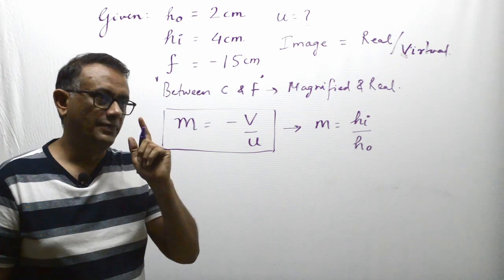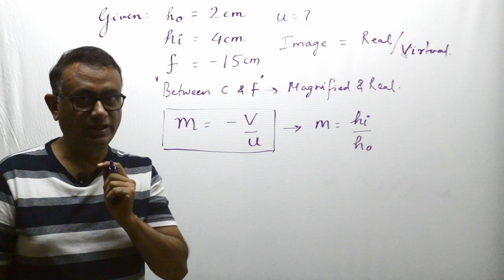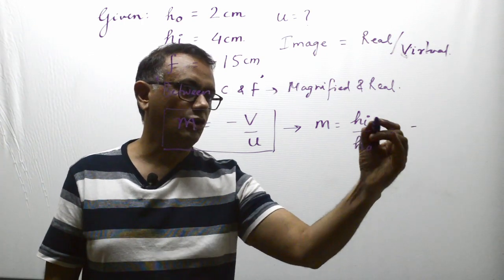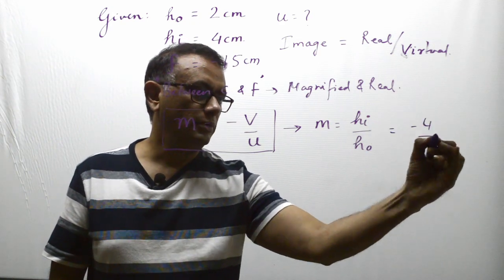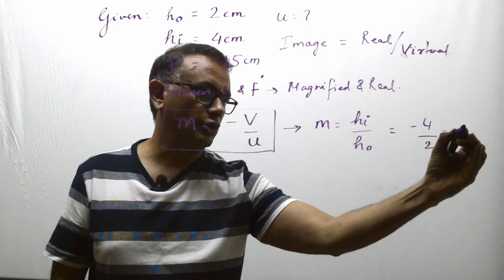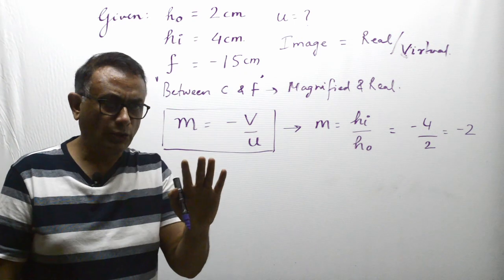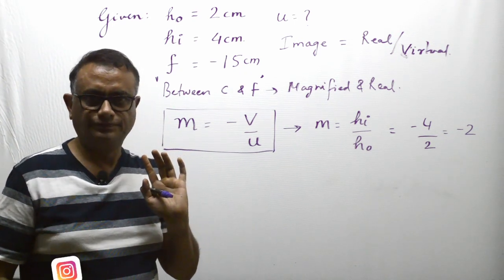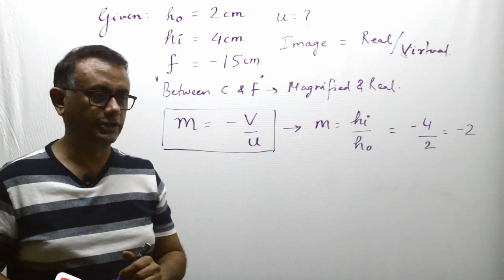Okay, so if it is a real image, we have seen in the previous section that magnification has to be negative. Okay, so we will say this is minus of height of the image is going to be 4 because it is going to be inverted. Height of the object is 2. That means this is going to be minus 2. So magnification is simply a ratio. There are no units there. We have calculated M is equal to minus 2. Is it fine? So now let's move to the next part of the solution.